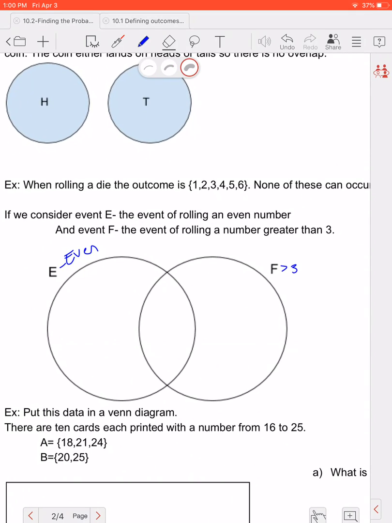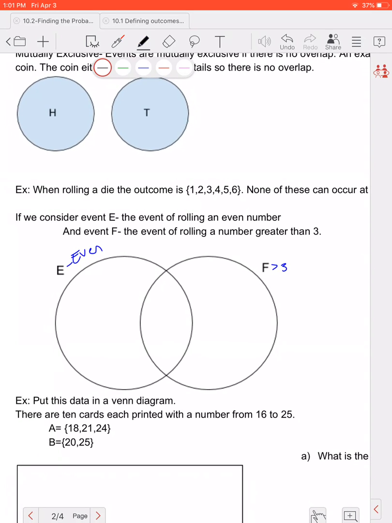Right? So I want to go through all of my options, and I'll start with the number 1. Well, 1 is not greater than 3, and it's not even. Okay, so that's not going to go in either circle. So if I think about all my even ones, I have 2, which is not greater than 3, so that's not going to go in the other circle. 3 is not even, and it's not greater than 3. 4 is even, but it's greater than 3, so it's going to go in this common part here, because it's both even and greater than 3. 5 is not even, but it is greater than 3, so we're going to put it here. And then 6 is even and greater than 3, so it's going to go in the center.